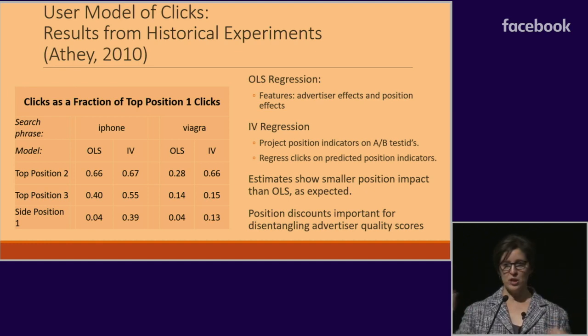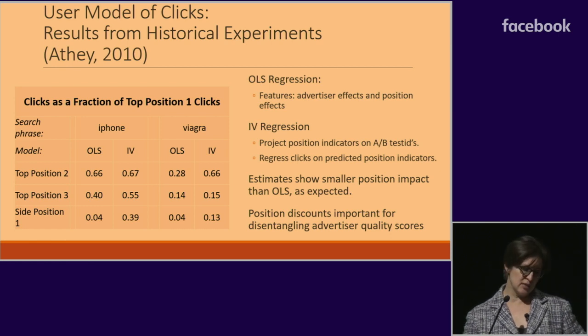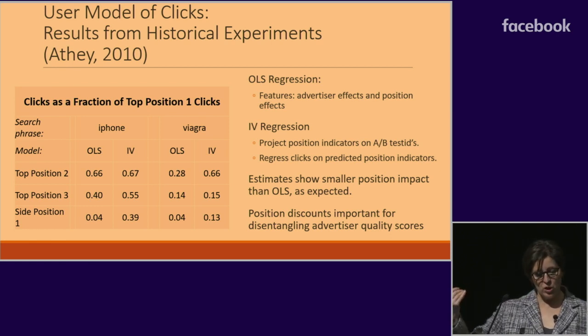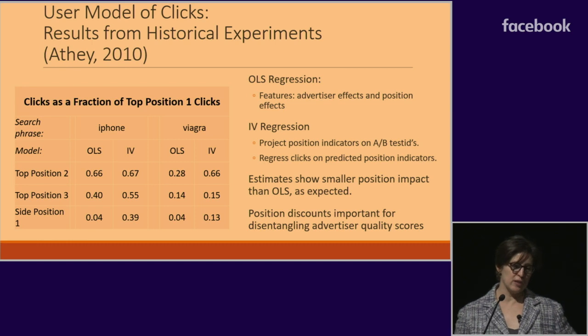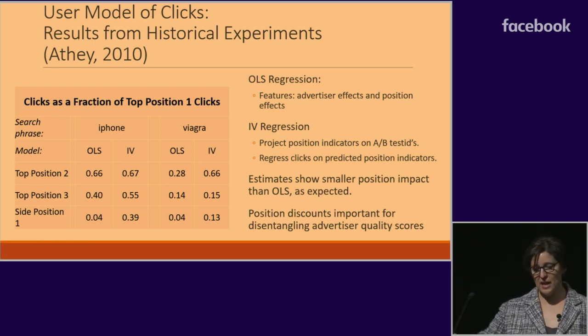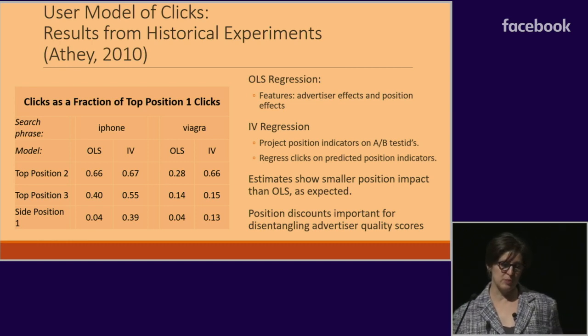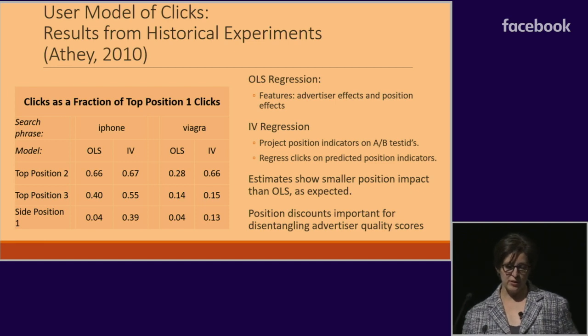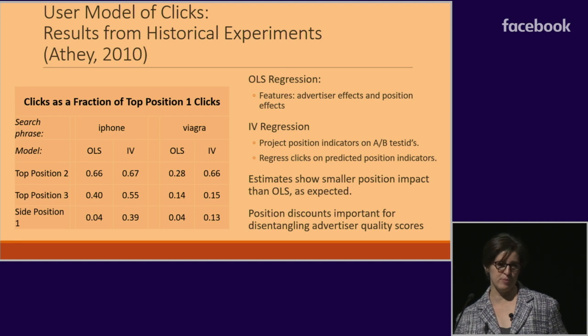And so if you just did a simple regression of whether the ad was clicked on the position effects, as well as the identities of the advertisers, it would look like there were really strong position effects. It looked like that being in the second position was about two-thirds as good as being in the first position, and then going down to the third position was about 40%, and the side position was like 5%. So it looked like the clicks were falling off really fast.